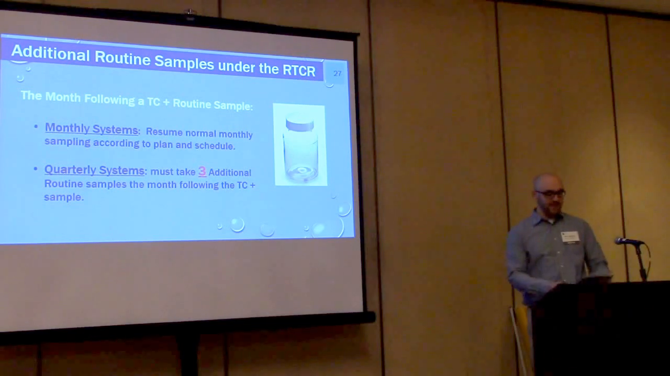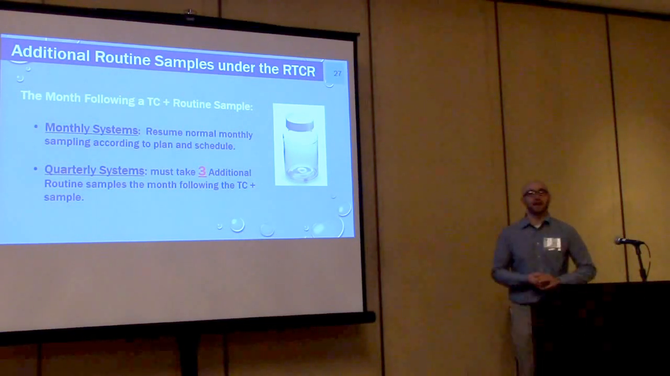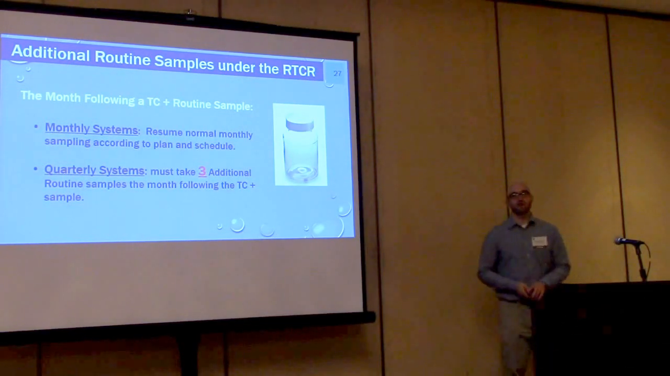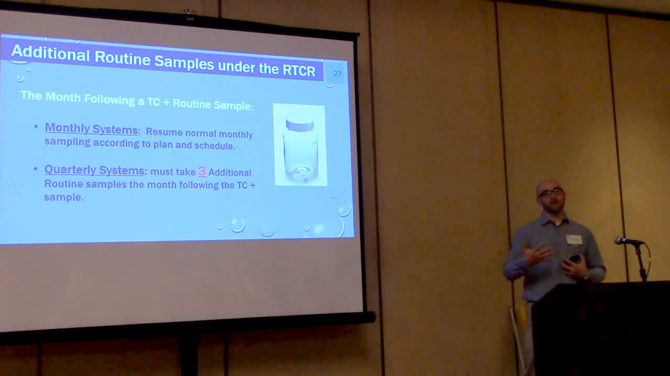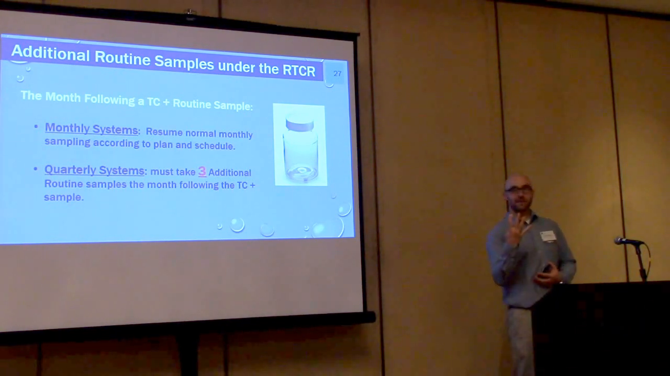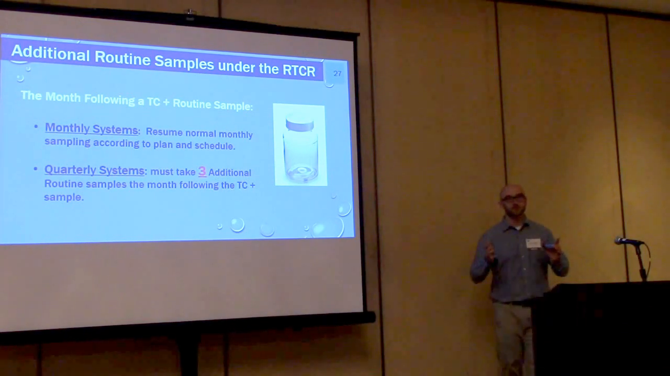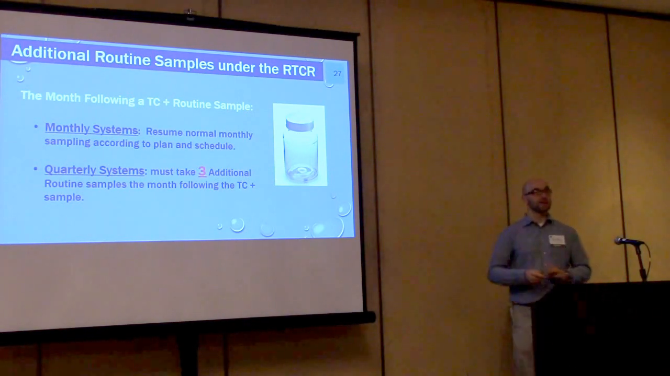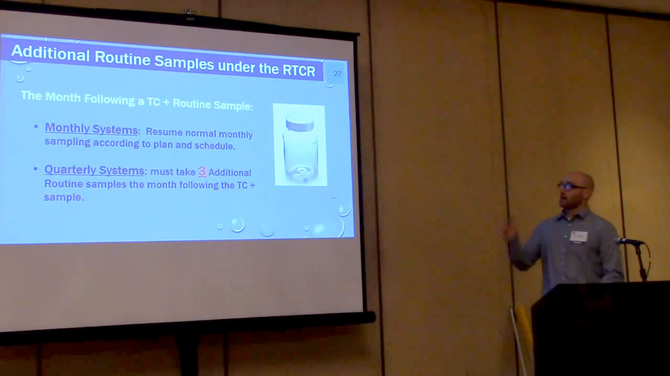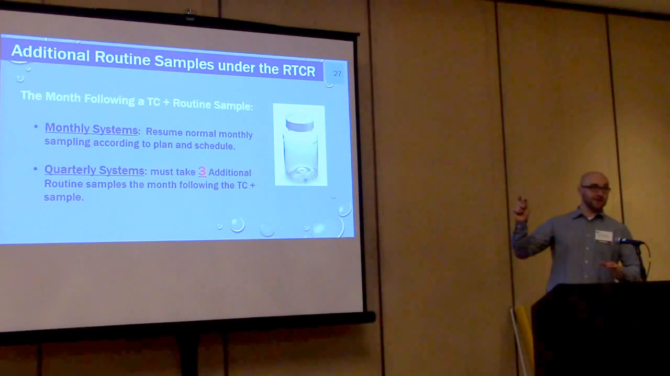So then we get into this concept of additional routines. Right now, folks are probably familiar with what we call our 4 or 5 letter. So you get a positive, you take 4 repeats this month, you take 5 samples the next month. Does that ring some bells for folks? So that's changing. That 5 goes away and is either replaced or eliminated entirely.